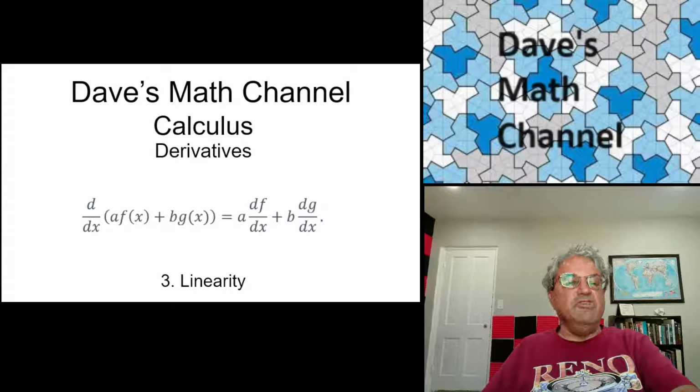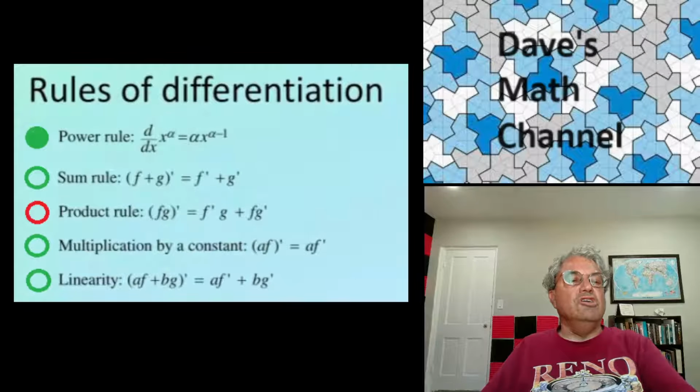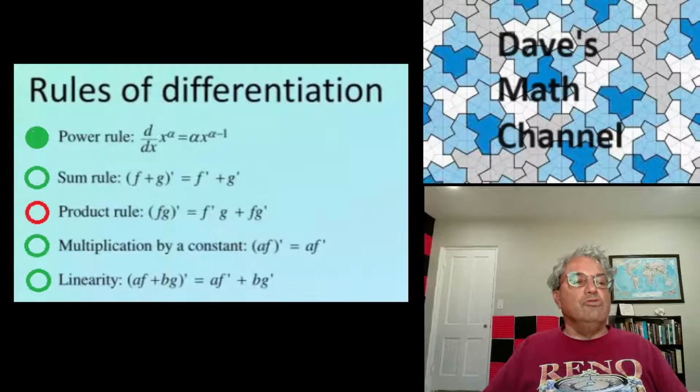But anyway, let's begin. I just want to give you a little bit of an overview of where we're going and where we've been. So far, I think I've only derived one rule for differentiation. That was in the last video I made yesterday. So we derived the power rule. That's the one with a solid green dot on the left. The derivative of x to the alpha is alpha times x to the alpha minus 1.